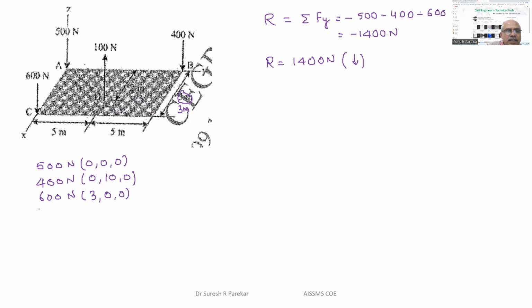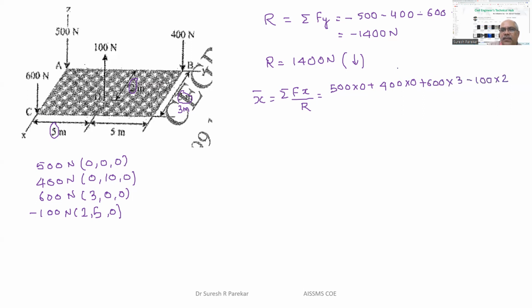And 100, so I can say this is in opposite direction of all others, so I will mention it as minus in the coordinate. Now parallel to X we have this distance of 2 meters, parallel to Y we have this distance of 5 meters, and Z we have 0. Now we know X bar equals summation Fx upon R. Now we have 500 into 0, you have to multiply by the X coordinate, plus 400 into 0, plus 600 into 3, minus 100 into 2, because it is in opposite direction, my resultant is downward.